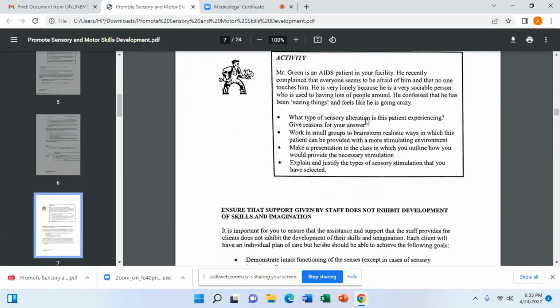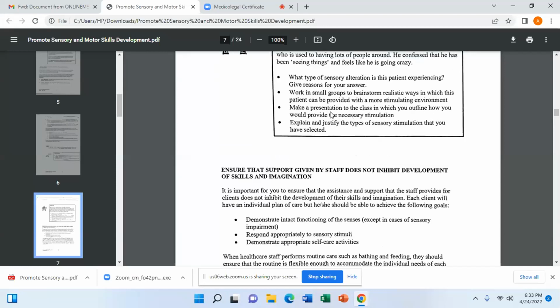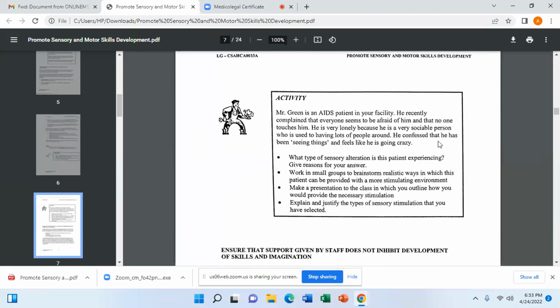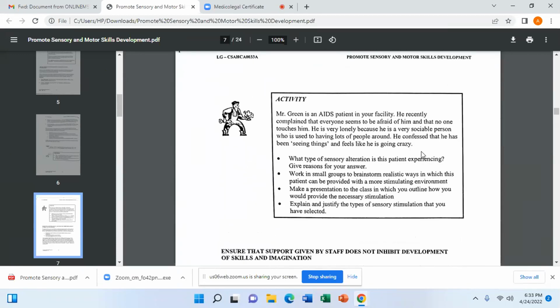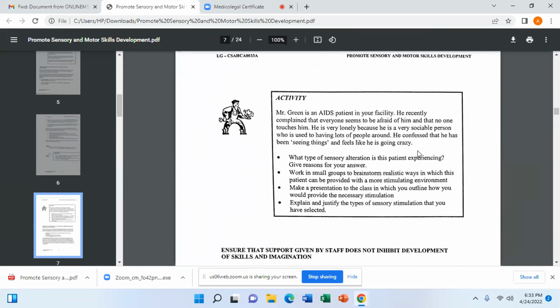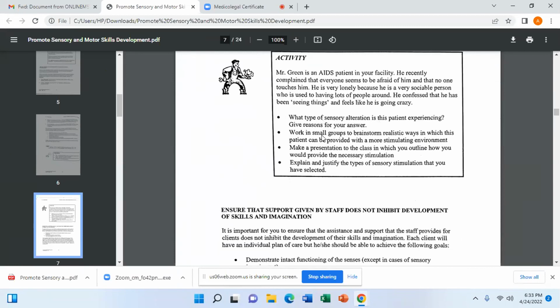Want to think about that one? Seeing things. That's visual, right? And give your reasons. Seeing things. So sensory perception is different, right? Sensory perception is altered because he's seeing things. So it's not sensory reception, right? It's sensory perception. So he's seeing something, but he's thinking that it's something else, right?